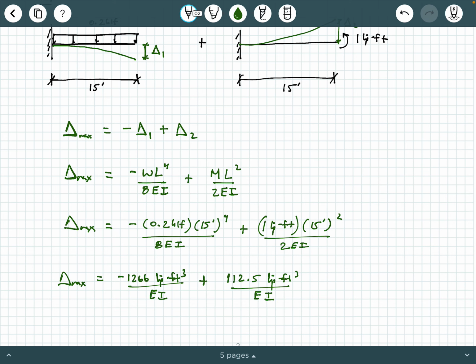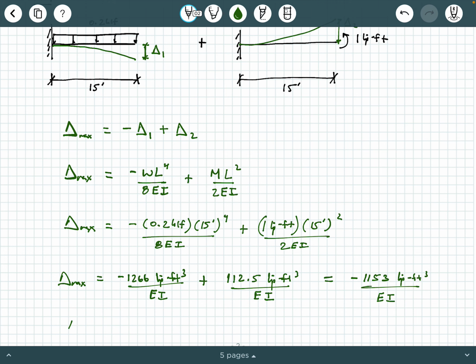All right, so a couple things to note here. Did I need to convert any units in this problem? No, not really. I was not given actual values for E and I, so we just keep the E and the I lumped together in the denominator. We don't actually substitute values in for E and I since we don't have any. And also note that the numerator values carry their own units of force times length cubed. All right. And so we can add these together, and what happens when we combine these together? We get a value of negative 1153 kip feet cubed over EI.